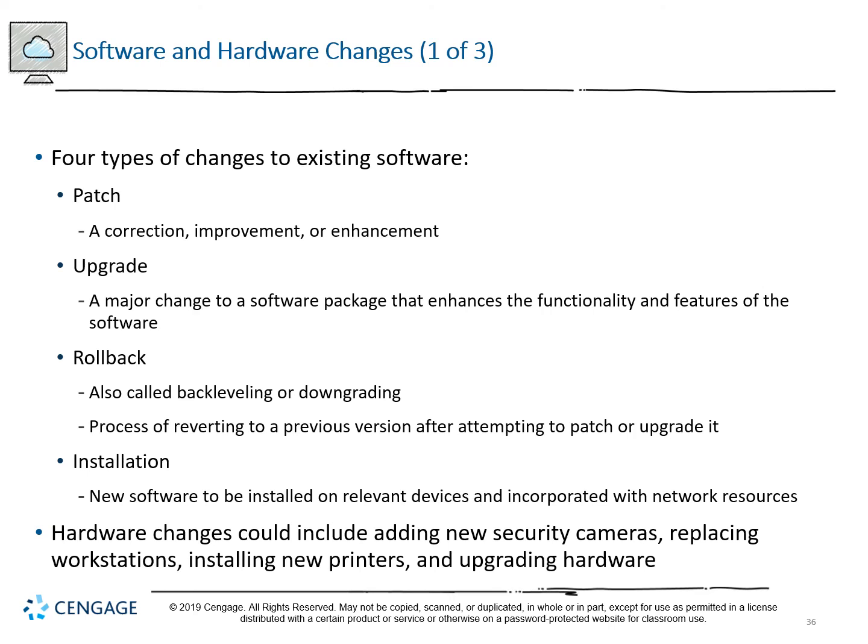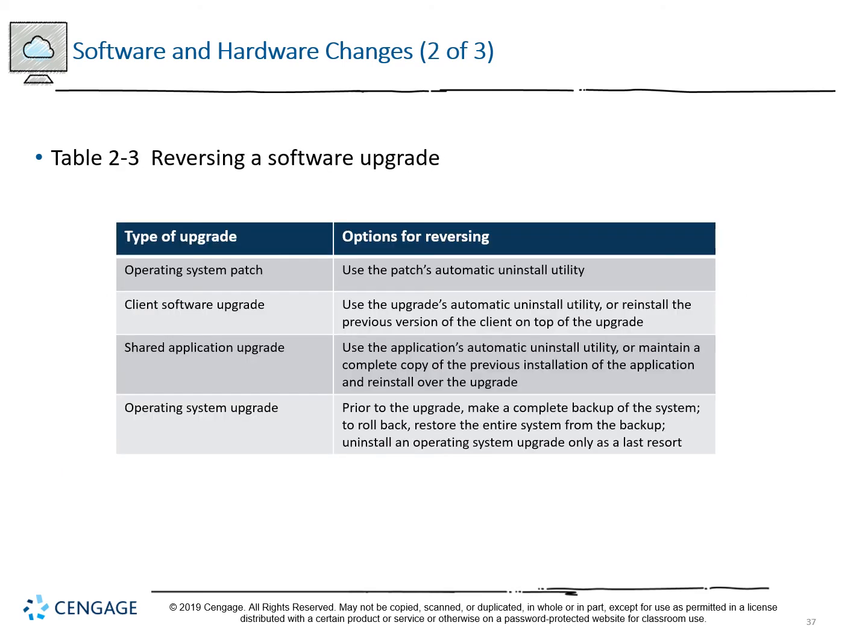Hardware changes could include things like new security cameras, new hard drives, changing what type of hard drives might be present, replacing workstations, installing new printers, just general hardware upgrades, putting in a new monitor. You never know. To reverse a software upgrade, there's usually 4 different methods.